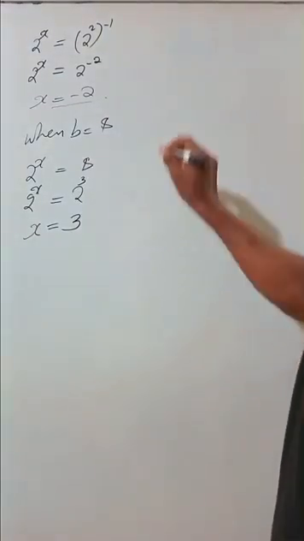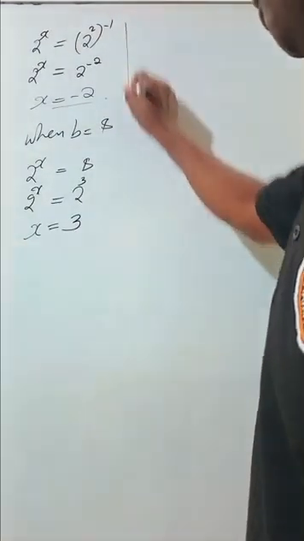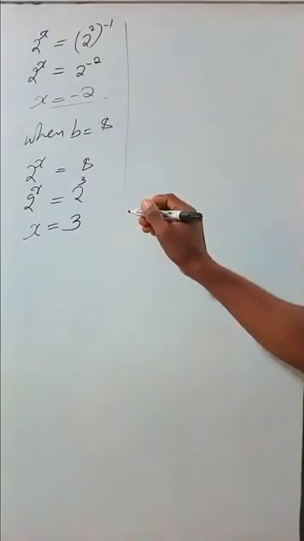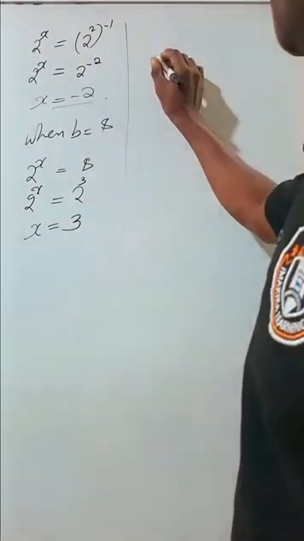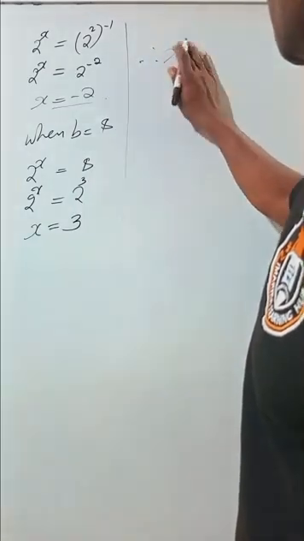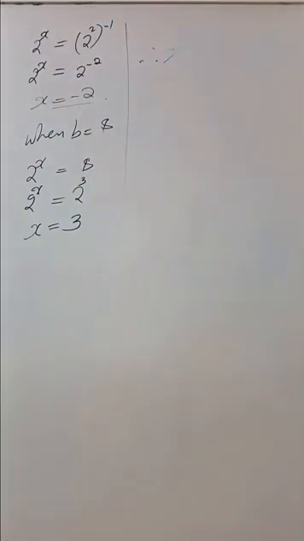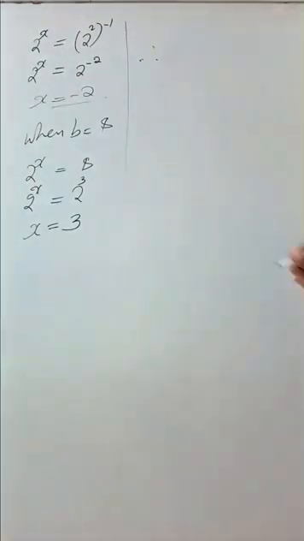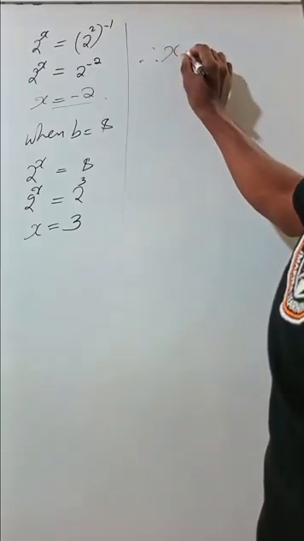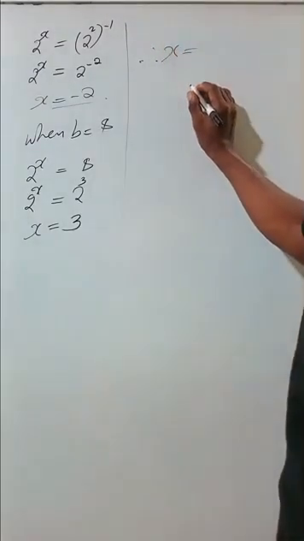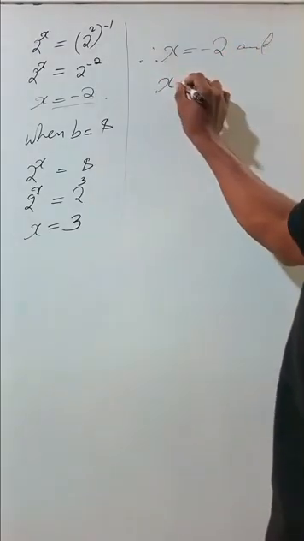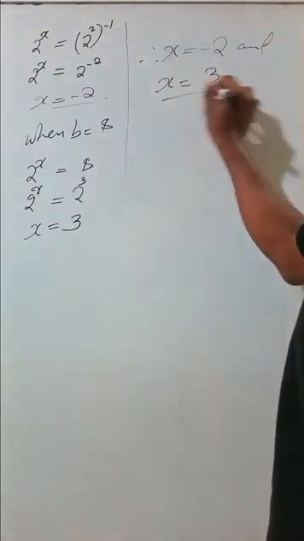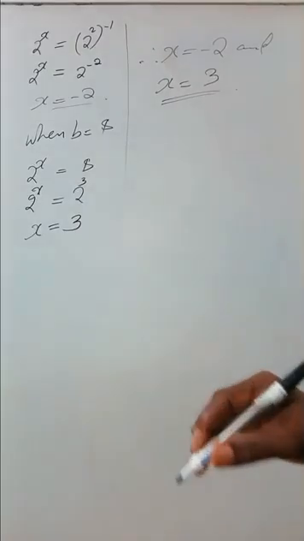So in conclusion, we shall say that the equation has got 2 values of x. The first one is x equals negative 2, and the second one, x equals 3. So these are our answers for the given equation.